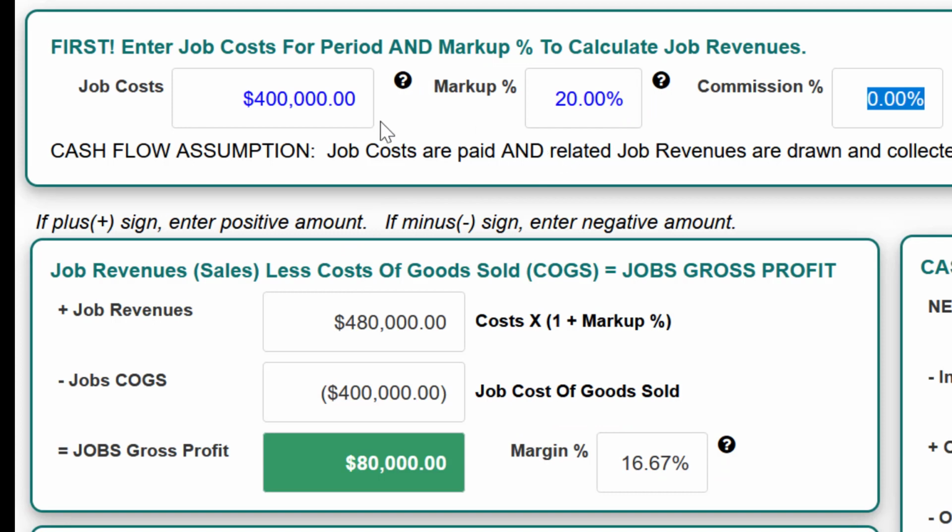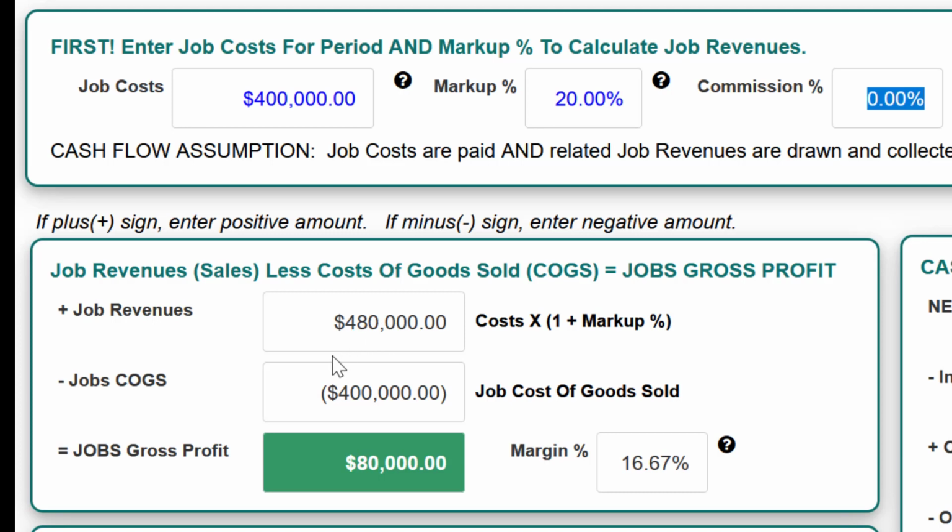Also, once you put in the job cost and the markup percent, CHS figures out what the job revenues are, also sometimes referred to as sales, sometimes referred to as gross income. There's always all these various terms.